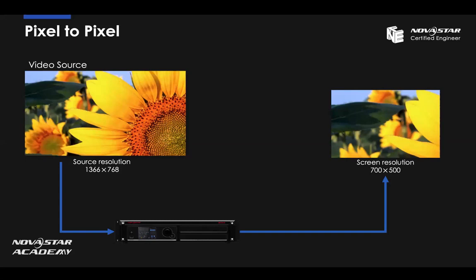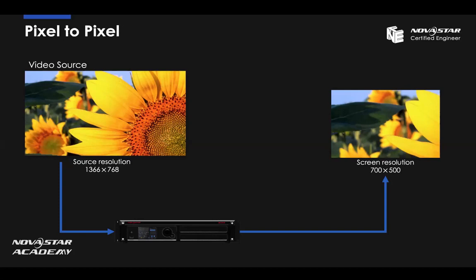In this situation, the screen will display only part of the video source. We call this kind of display pixel-to-pixel display. In this situation, we only use the sending card. Give the video source to the sending card, then it is displayed on the screen with pixel-to-pixel display.